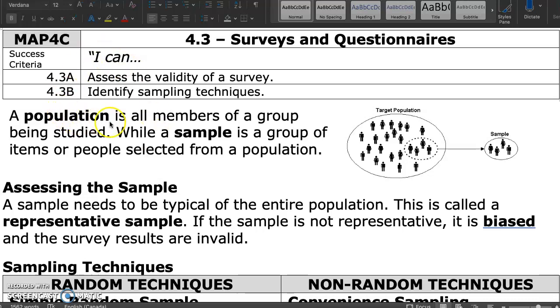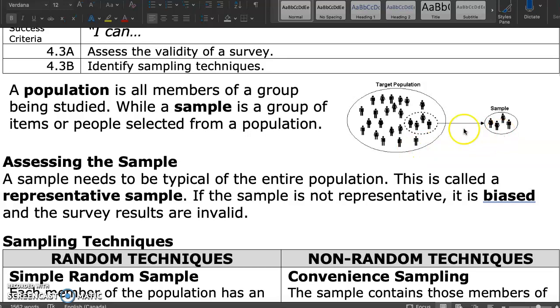A population is all members of a group being studied, while a sample is a group of items or people selected from the population. If this is the target population, we take a sample from it to try to get information about the larger group. It's often time-consuming, expensive, or challenging to get every single member assessed, so we use the sample to try to be representative of everyone in the population.